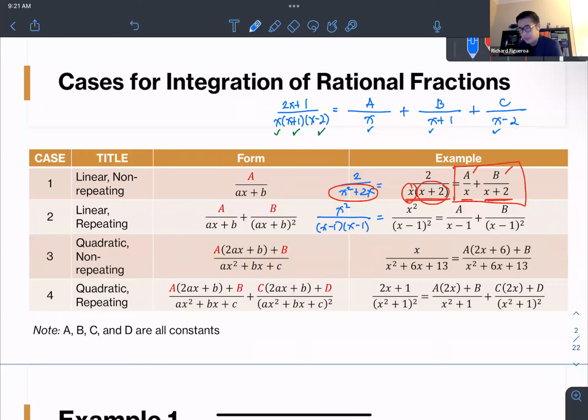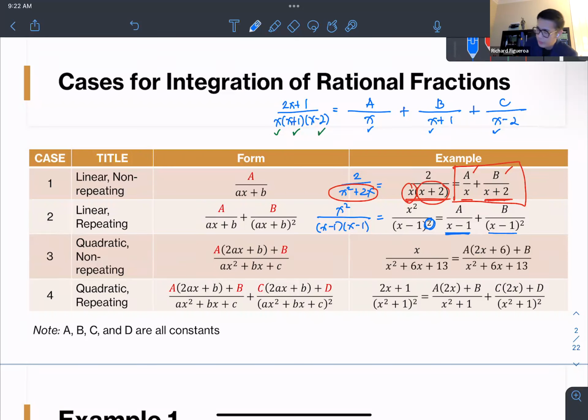So how do we write its equivalent partial fraction? We start with the first linear factor, which is x minus 1. And then afterwards, I'll proceed with x minus 1, but this time I'm going to raise it to 2, depending on how many times it repeated.